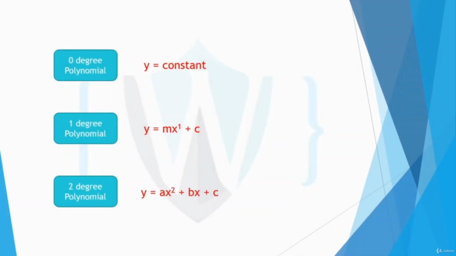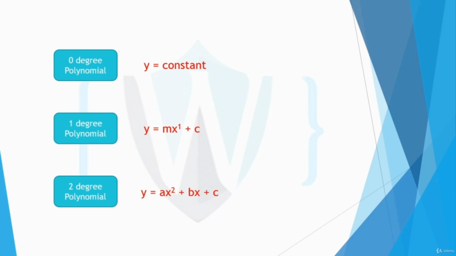Now let's have a look at polynomial equation degrees. When the degree of the polynomial equation is 0, then y is equal to a constant. When the polynomial degree is equal to 1, then y is equal to mx raised to 1 plus c. When the polynomial degree is 2, y is equal to ax raised to 2 plus bx plus c.